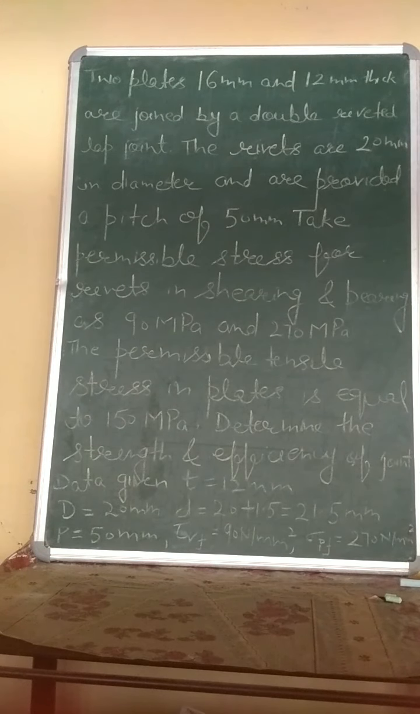What is given in the statement: T, thickness, is the least of these two values, 16 mm and 12 mm. So T is equal to the least of these two values, that is 12 mm. D, diameter, is already given in the question, that is 20 mm. We have to calculate the gross diameter, that is equal to 20 plus 1.5, that is equal to 21.5 mm.